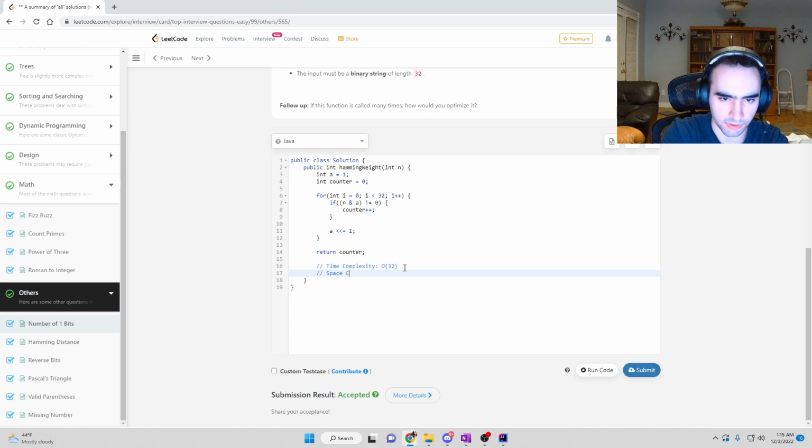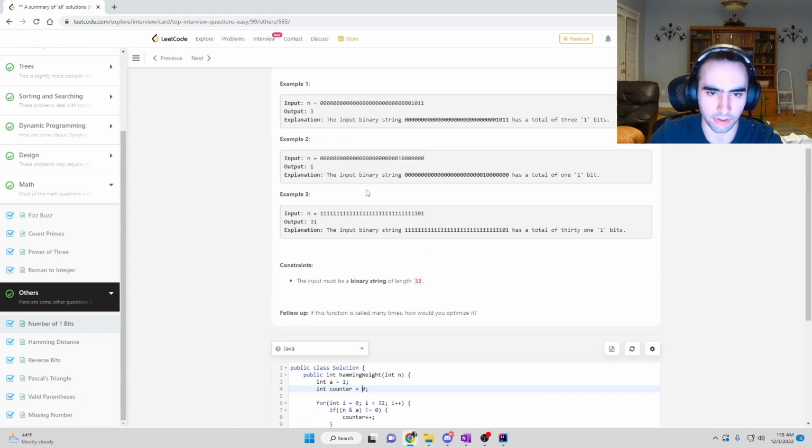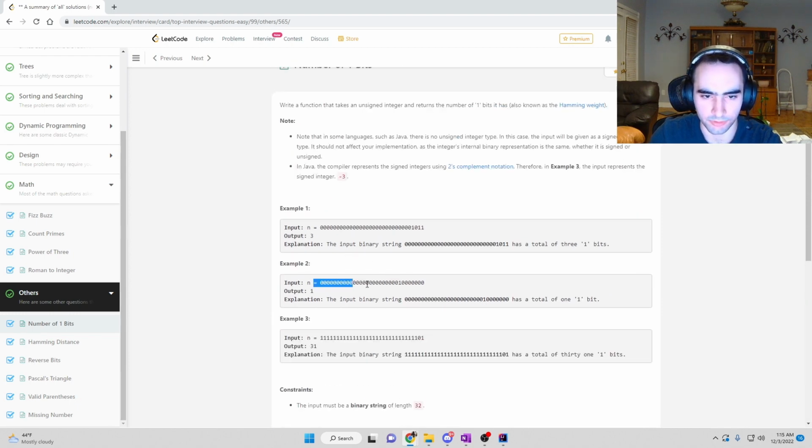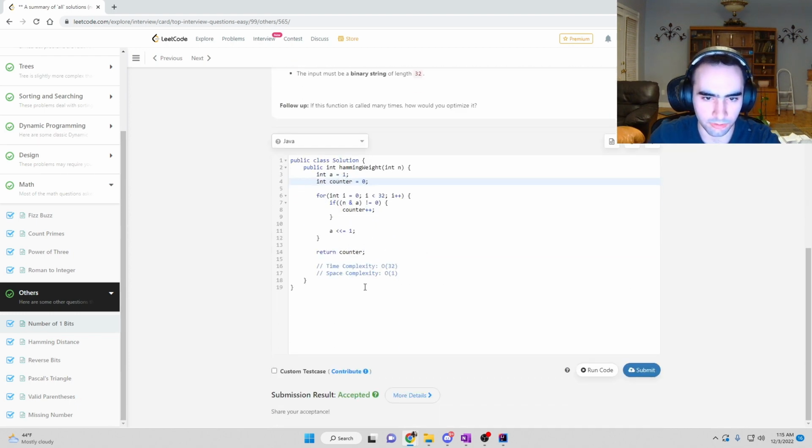And our space complexity is simply O of 1, as we're only allocating space for this integer a, and our int counter, which stores how many ones are actually stored inside of our input, right? And if you want to simplify this to O of 1, you can, but I'm just going to write O of 32 to make that clear. But yeah, that's the solution to number of 1 bits inside of a binary string.